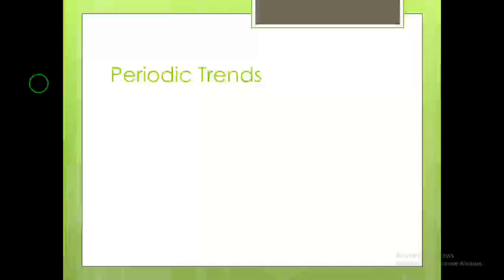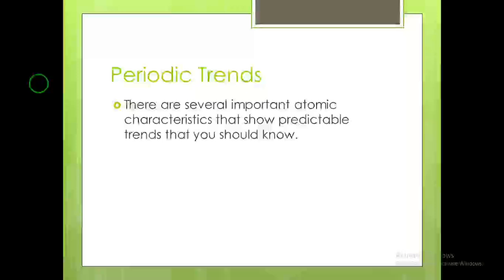Now in chemistry we also have trends. In our periodic table we notice that across the period or down the group there appears to be a kind of pattern in the properties of these elements. There appears to be what? A pattern, and that's the periodic trends we are talking about today. There are several important atomic characteristics that show predictable trends that we should know.